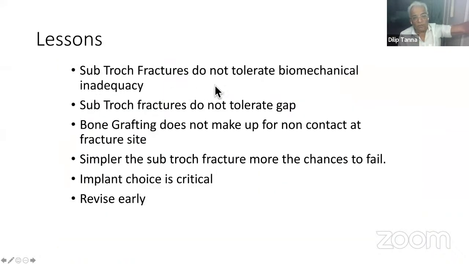Now lesson: subtrochanteric fractures do not tolerate biomechanical inadequacy. Subtrochanteric fractures do not tolerate gap. Bone grafting does not make up for the non-contact at the fracture site. The simpler the subtrochanteric fracture, the more the chances to fail. Implant choice is critical. Revise early.